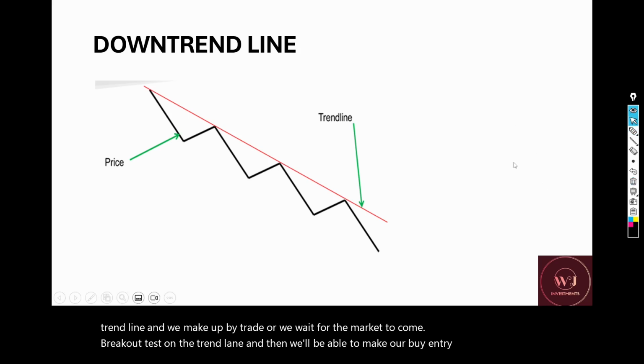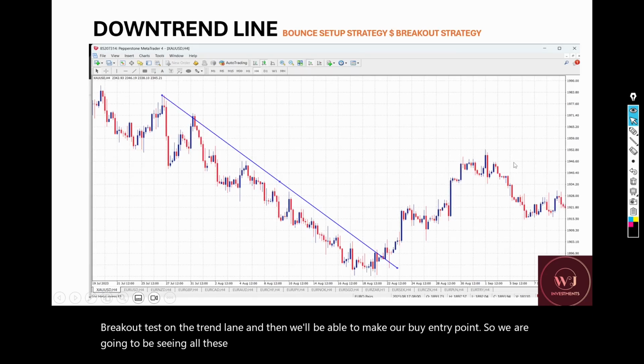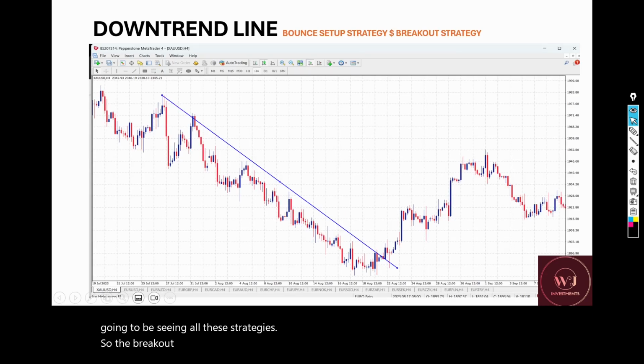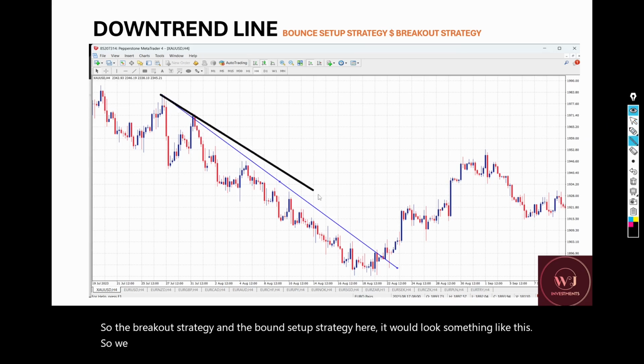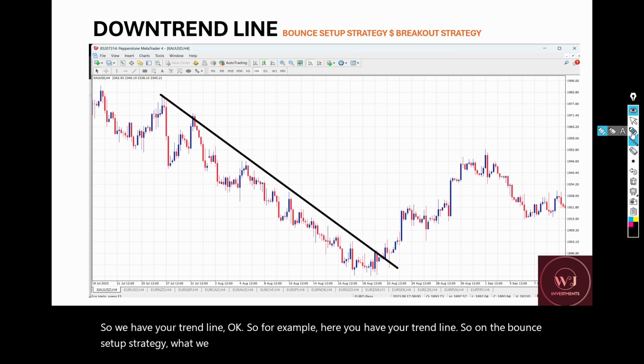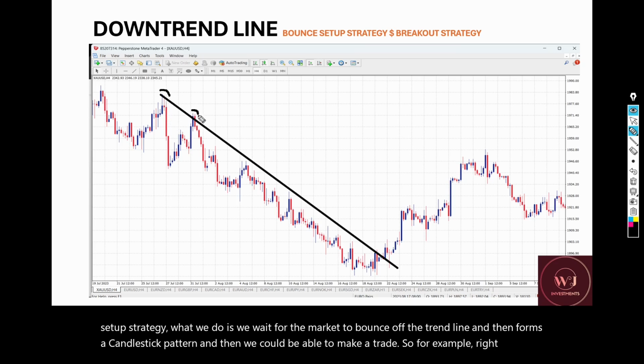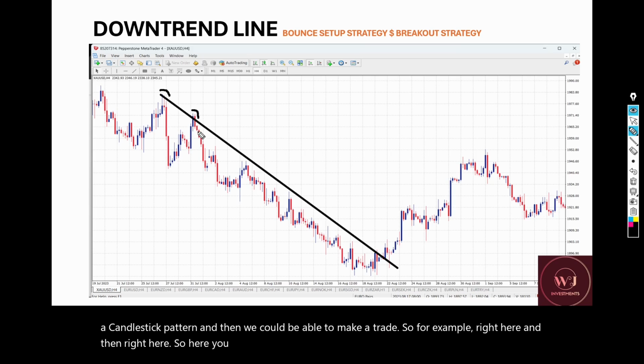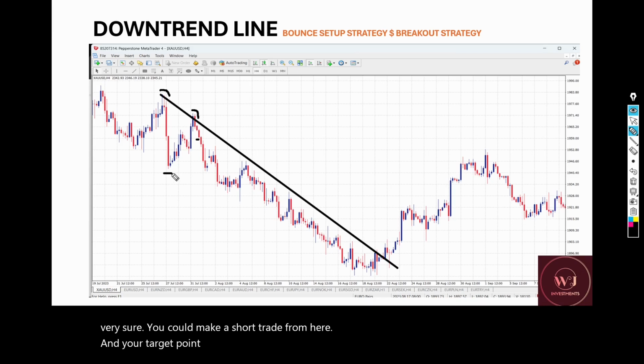We are going to be seeing all these strategies. The breakout strategy and the bounce setup strategy would look something like this. So for example, here you have your trend line. On the bounce setup strategy, we wait for the market to bounce off the trend line and form a candlestick pattern, and then we can make trades. For example, right here and then right here, you have the three black crows. This is a very reliable candlestick pattern. You could make a short trade from here, and your target is this previous swing low.